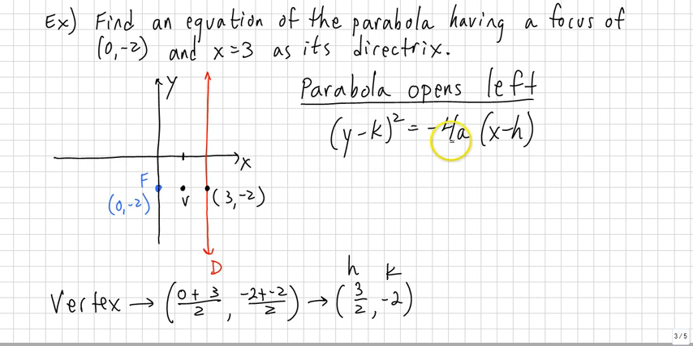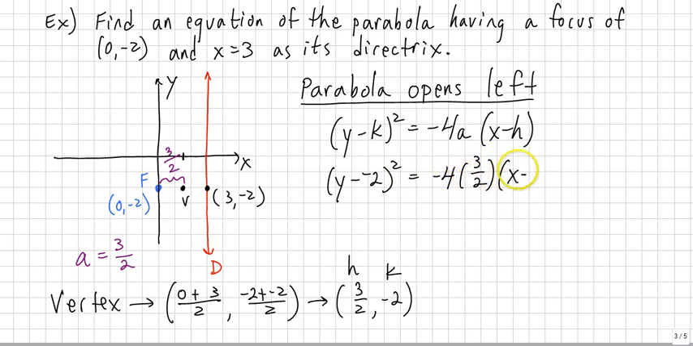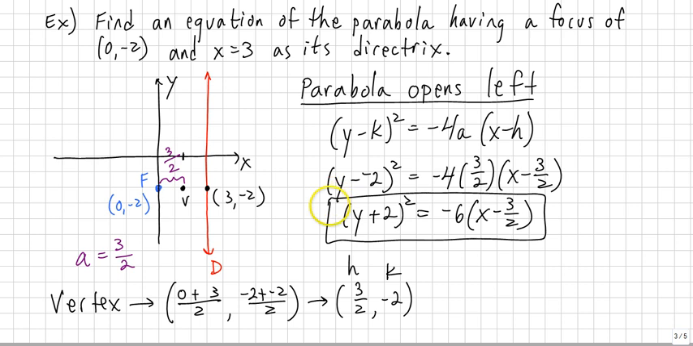And now I also know what A is for our equation. So for A, it's going to be this distance, which is a distance of 1.5 or 3 halves. So that's a distance of 3 halves. So that's going to be A. So let's just go plug everything in. So it'll be y minus k, negative 4 times a, and then x minus h. So we end up with y plus 2 squared equals negative 6 times x minus 3 halves. And then there's our equation. We'll just go ahead and leave it like that. We won't solve for x or y. We'll leave it as it sits.